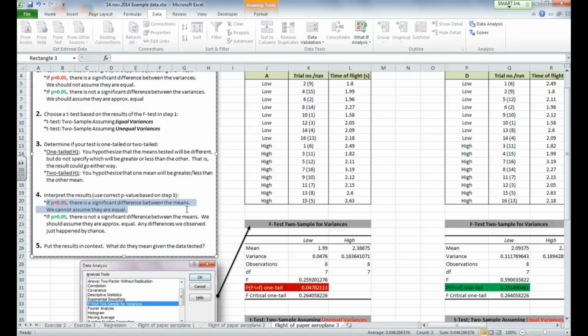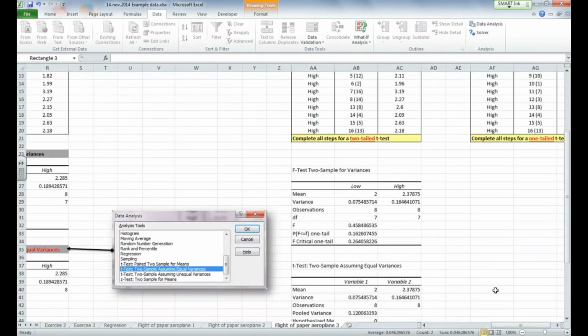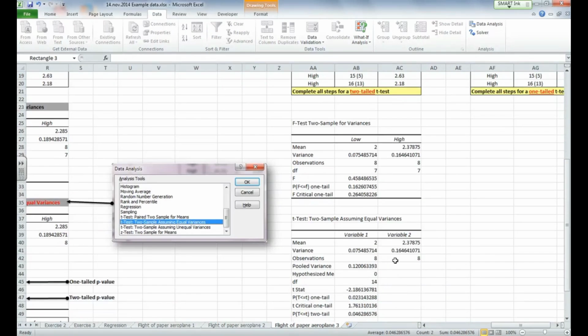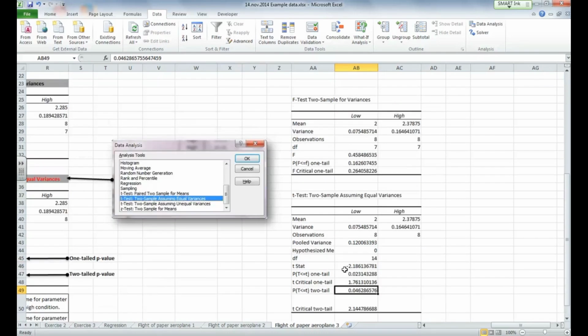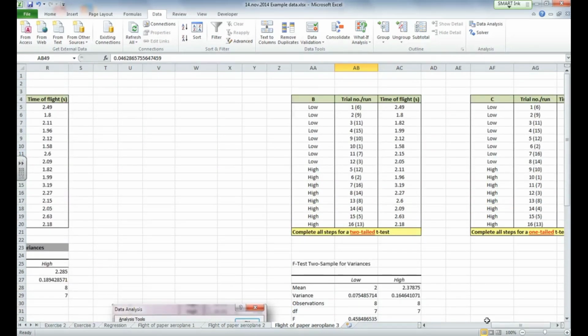So let's put the results into context. If the results are different, so if my means are significantly different, it means that the flight time was significantly different for the low and the high. Let me just label these. Okay, we can see here that for the high condition, the flight was 2.37 seconds approximately, and for the low condition the average flight time was 2 seconds. So we can say that the flight time under the high condition was significantly greater than under the low condition because our result came out to be statistically significant. Okay, so have a go with parameter C and see how you get on.